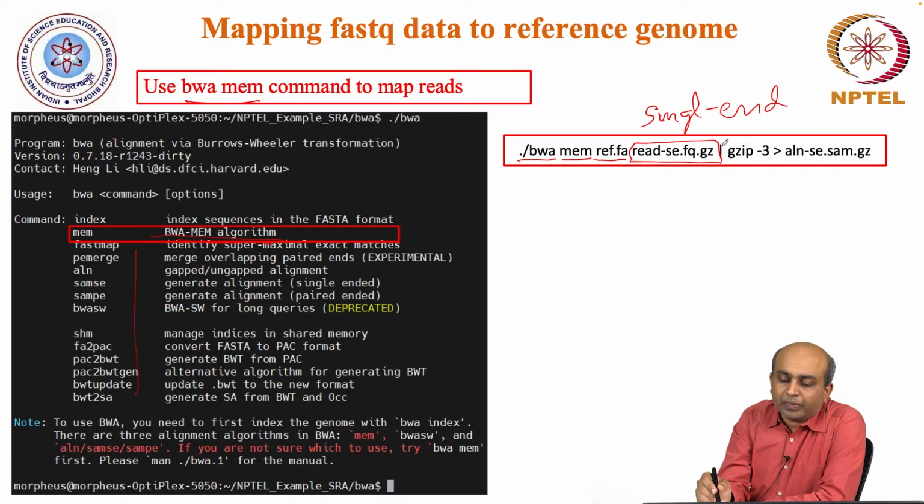So if you want to compress it, you can just pipe it to the gzip command, and then you can save this compressed version of the SAM file in a gunzip file, right. So this is how you do the read mapping for single end reads.